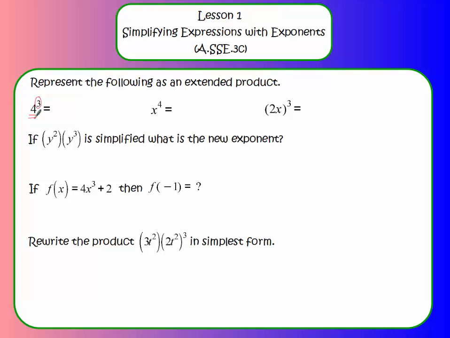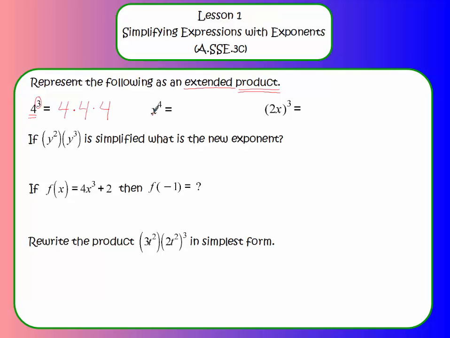multiplied by itself. So if we want to represent this as an extended product, remember the word product means to multiply, and to extend just means to stretch out. So all this is saying is I have the number 4, which is my base, and I'm going to multiply it, hence the word product, 3 times. So 4 times 4 times 4. Okay? It is not 4 times 3. It's 4 times itself that many times. That's what the exponent represents.